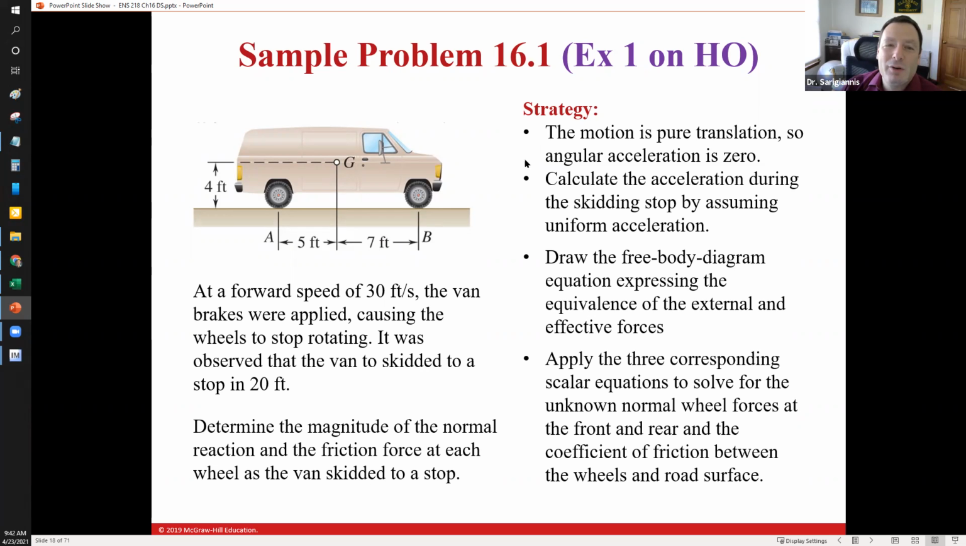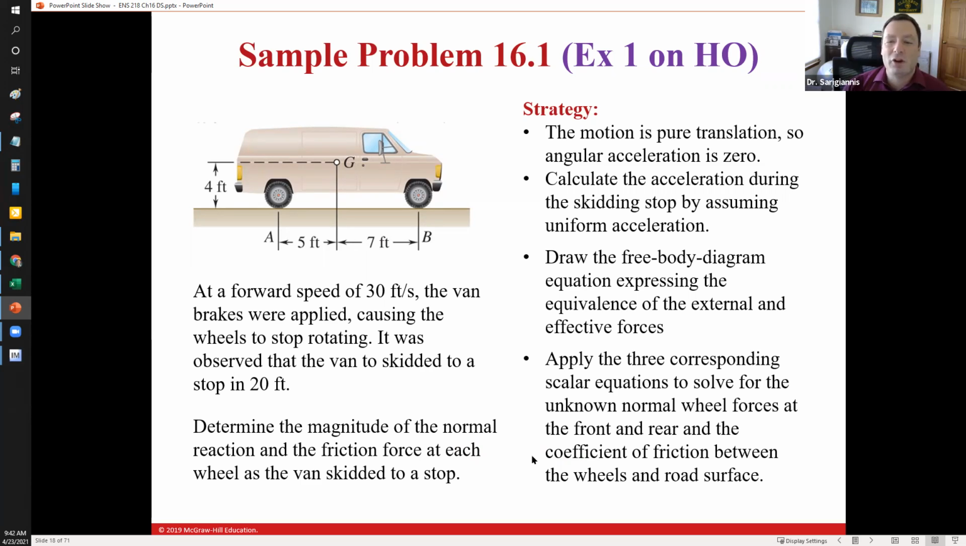So the strategy here is that we're going to take a purely translational approach to this. Think about it, the wheels basically lock up and it's skidding. It's just translating across. So there's really no angular acceleration. We're going to assume uniform acceleration from the moment it put the brakes on to the time it stopped. And we'll draw the free body diagram and the kinetic diagram and put together the equations. Remember, we're going to have normal forces and coefficients of friction on the wheels.